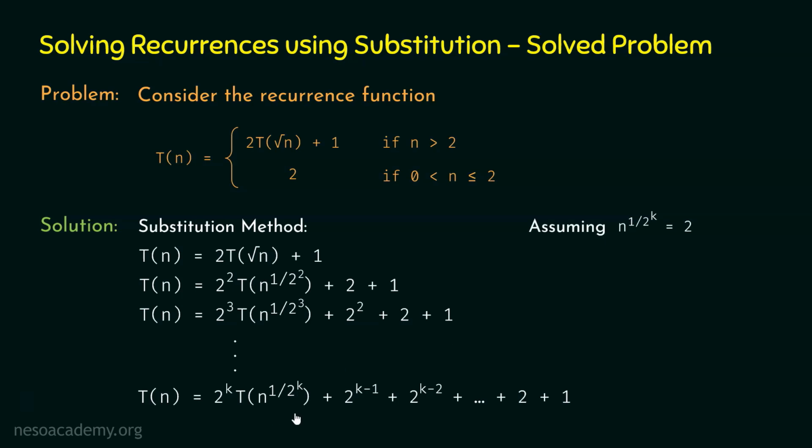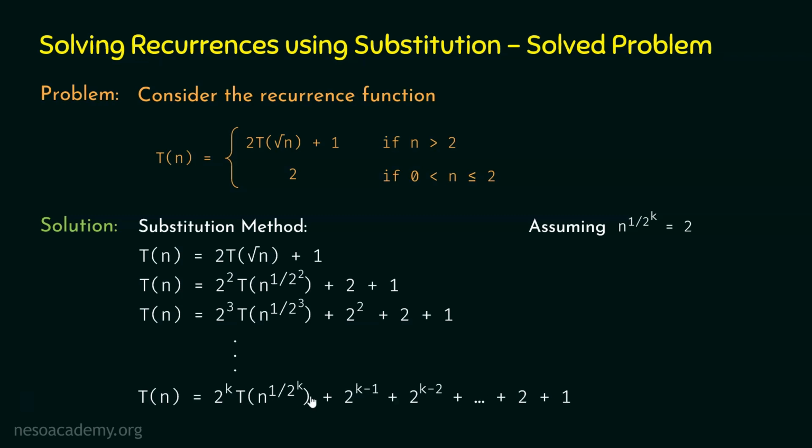As I want to end the recursive procedure, that's why I am assuming this. So it is my assumption that n^(1/2^k) is equal to 2. If it is the case, then the base case is reached. Now we need to find k in terms of n so that we can replace k here by n.